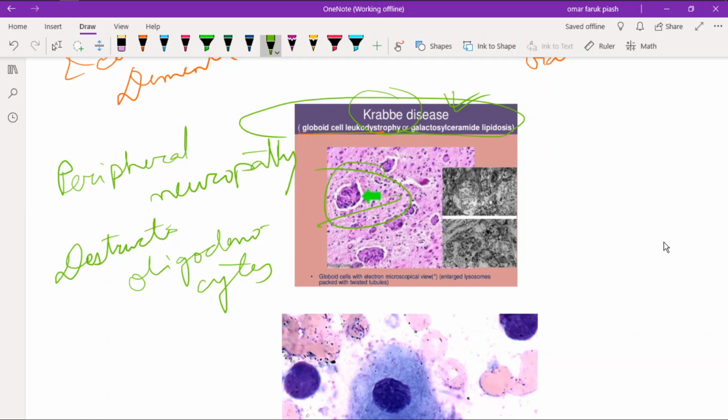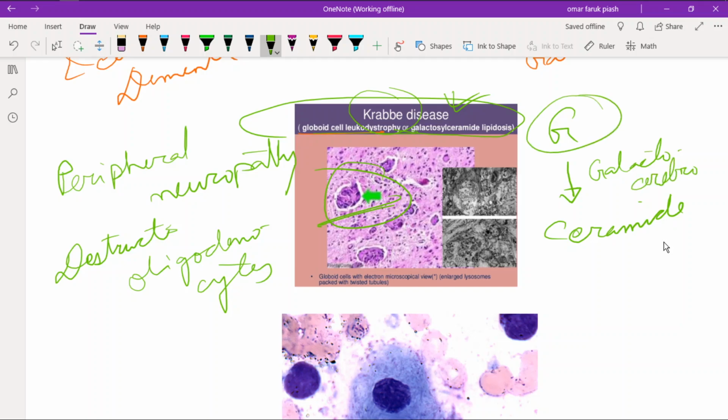This is the picture of the globoid cell. The deficient enzyme is galactocerebrosidase. Galactocerebroside is converted into ceramide with the help of galactocerebrosidase. So the accumulated substance is galactocerebroside, and it is autosomal recessive.